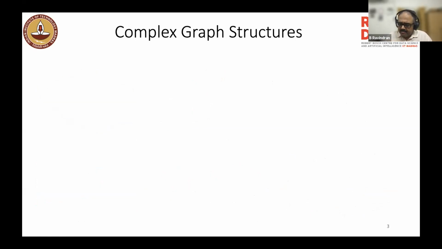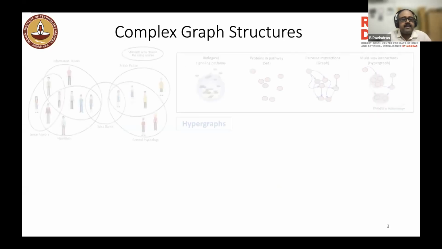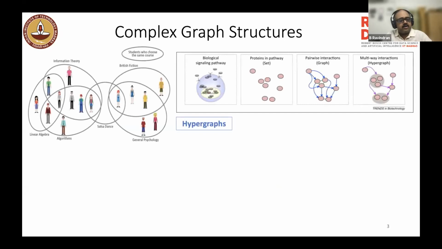And then I wanted to make sure that people understand what I mean by complex graph structures. I'm going to talk about two different kinds of complex graphs. The first are what are called hypergraphs. So I was telling you that in the graph, an edge models a relationship between two entities. But oftentimes we are looking at phenomena where there are multiple entities involved in an interaction, not just two entities. In such a case, the natural model is a hypergraph.